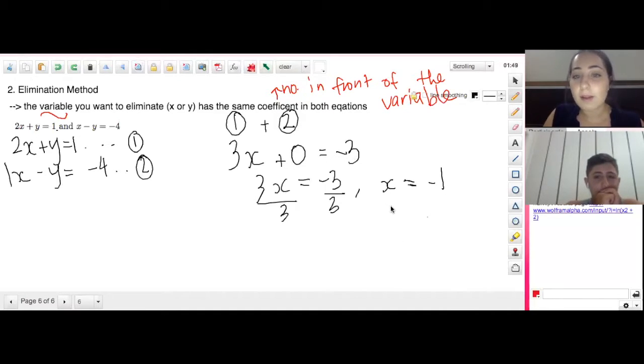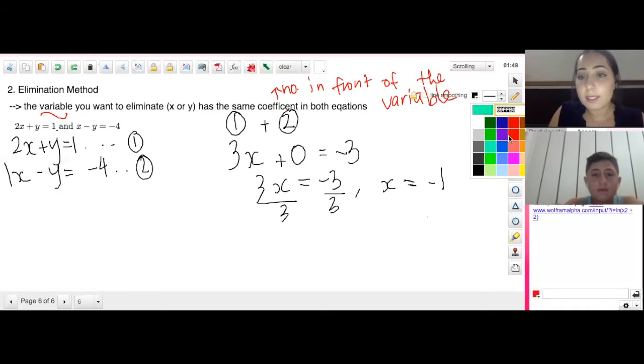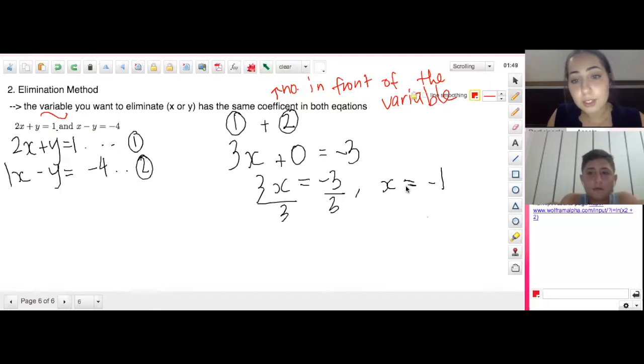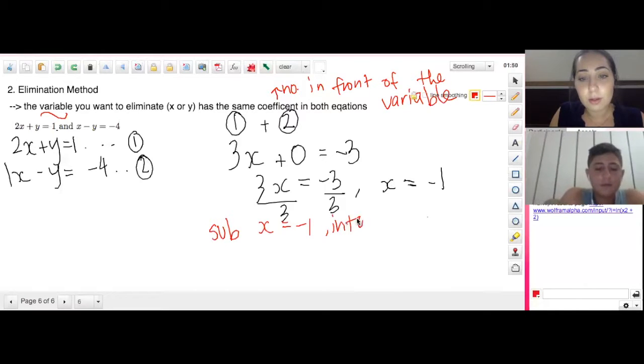Now that we've determined the value of x, we can determine the value of y. So what we do is we're going to substitute this value of x back into equation 1. Or you could substitute this value of x into equation 2. It is up to you essentially, but I'm going to substitute it into equation 1. So sub x equals negative 1 into equation 1. So what remains is 2 lots of x. So we have 2 lots of negative 1 plus y equals 1.